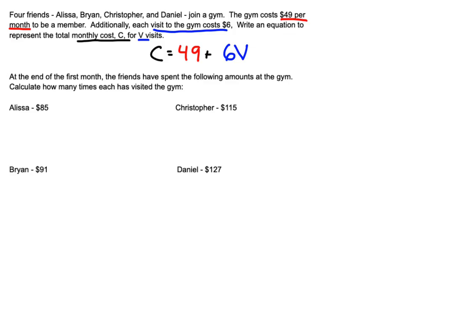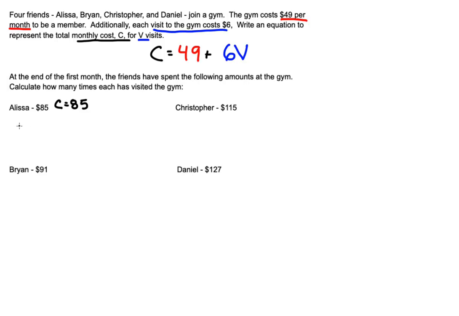Now we're going to figure out some stuff about each of the different people. At the end of the first month, the friends have spent the following amounts at the gym. Calculate how many times each has visited the gym. Okay, so let's start with Alyssa. Alyssa has $85. That means that C equals 85.